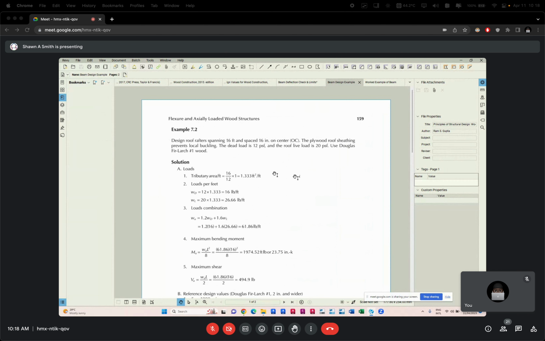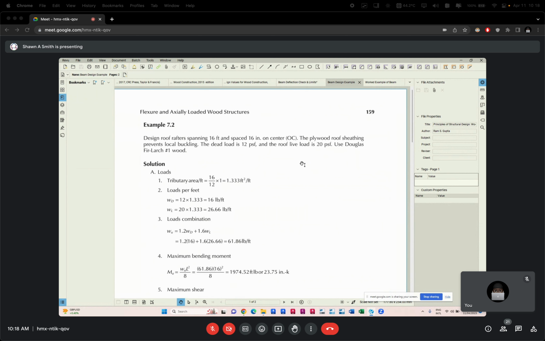All right. You also have this example, hopefully you downloaded it. I gave it the title Beam Design Example, so you got that last night. It says here, design roof rafters spanning 16 feet. That means the length of the rafter is 16 feet, spaced at 16 inches, so the spacing is 16 inches apart on centers. OC means on centers.